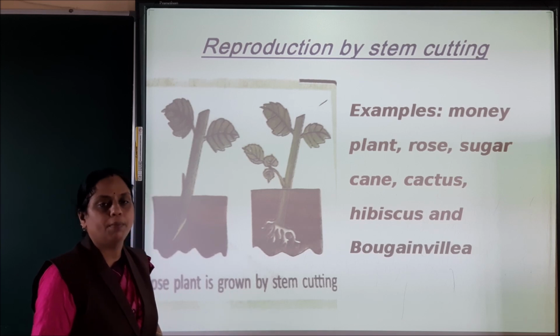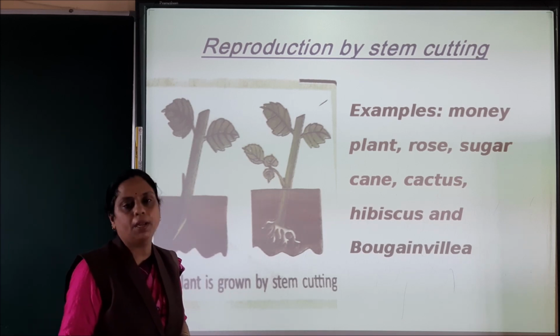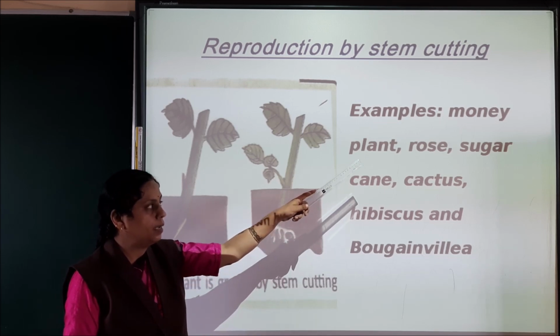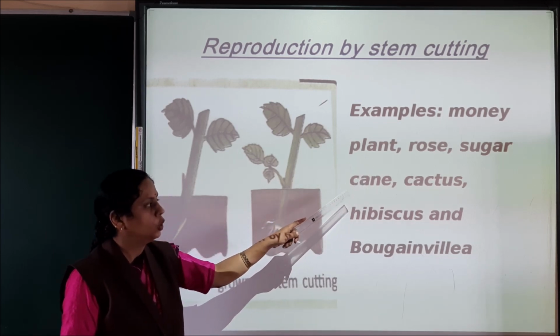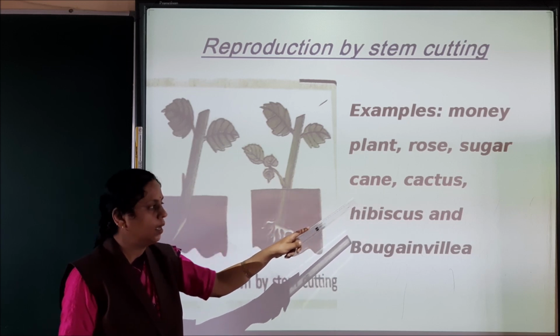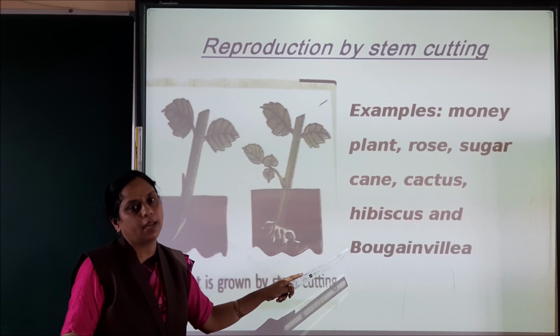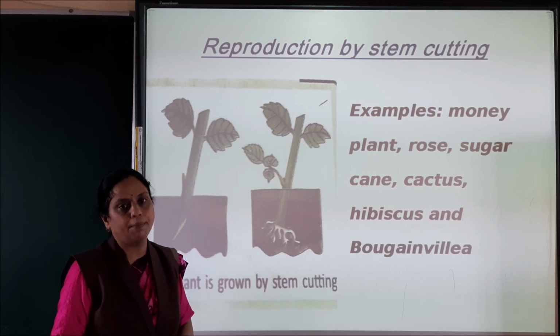Not only rose, many other plants also can be planted by the stem cutting. What are they? They are money plant, rose, sugarcane, cactus, hibiscus and bougainvillea. All these plants can be grown from the stem cutting.